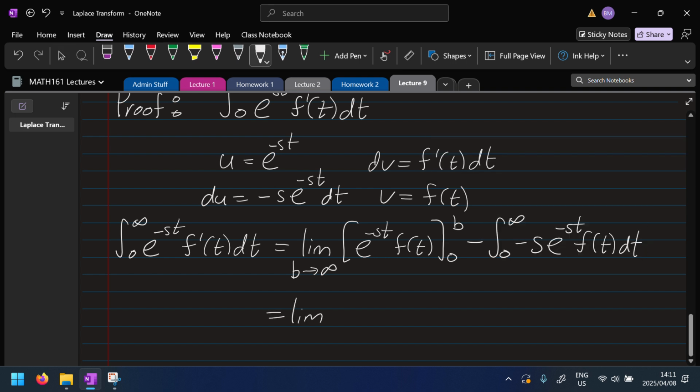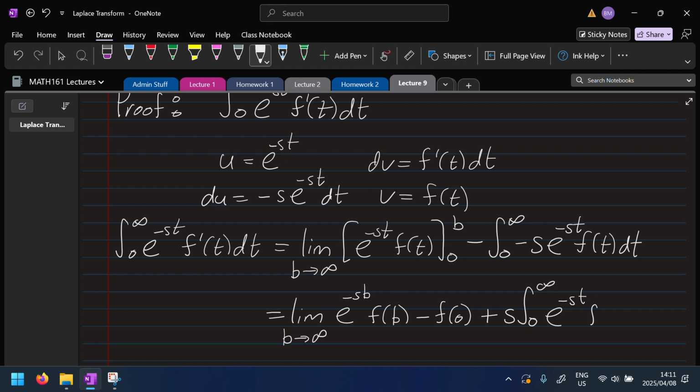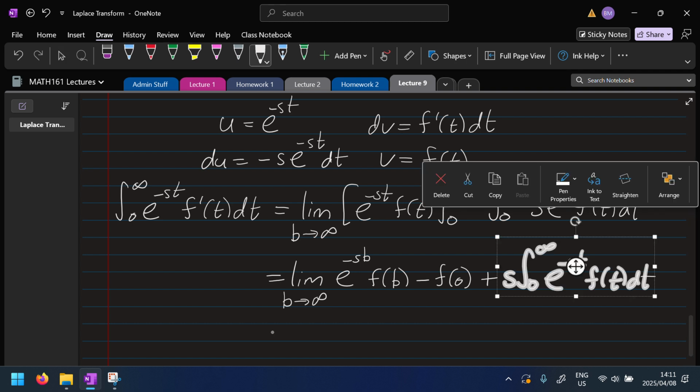So this will be the limit as b goes to infinity, e to the minus sb, f of b, minus e to the 0, that's going to be 1, so just going to be f of 0. Okay, minus and a minus, that makes a plus. The s is a constant, that can come out. Integral 0 to infinity, e to the minus st, f of t dt. Okay, good.